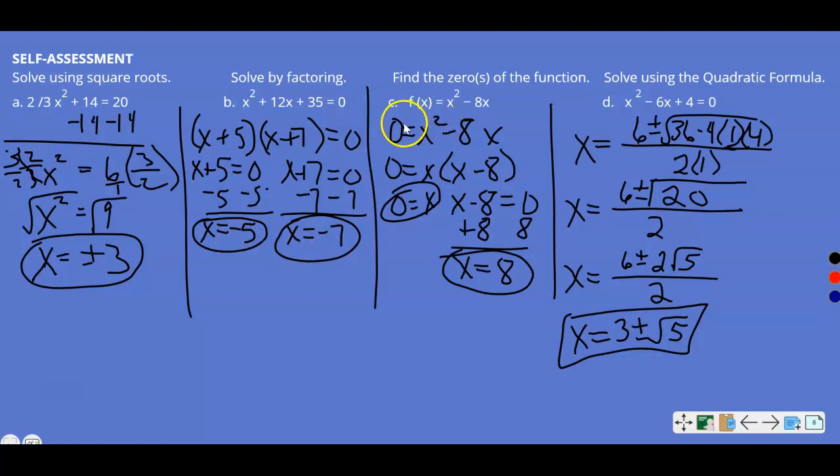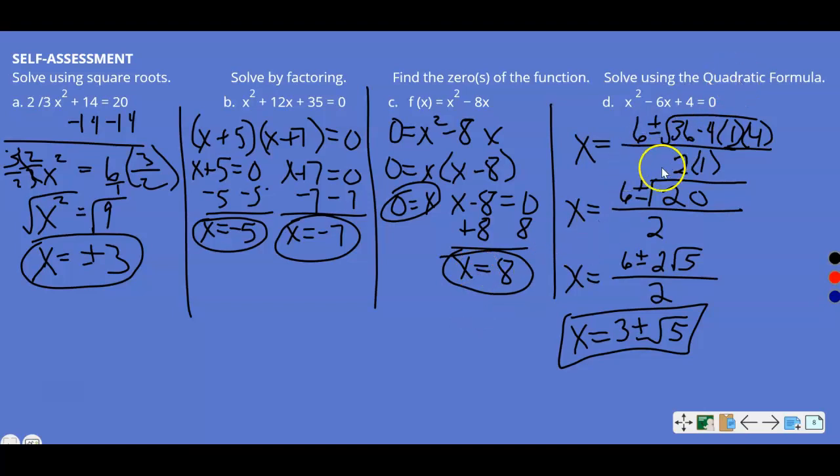All right, C part, we set this one equal to 0, so 0 equals x squared minus 8x. I can easily factor out an x. So A times B equals 0. Use the zero product property. X equals 0, and x minus 8 equals 0. Add 8 to both sides, I get x equals 0, and x equals 8 as my two roots or solutions.